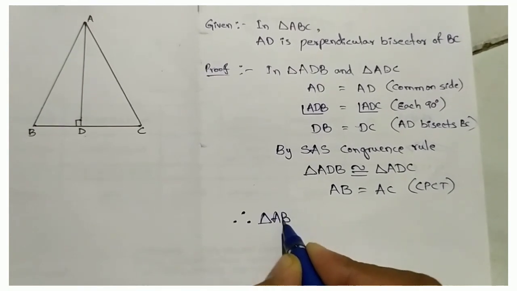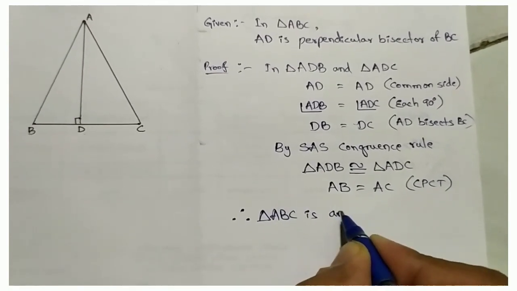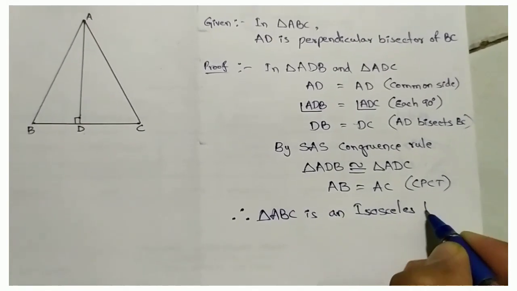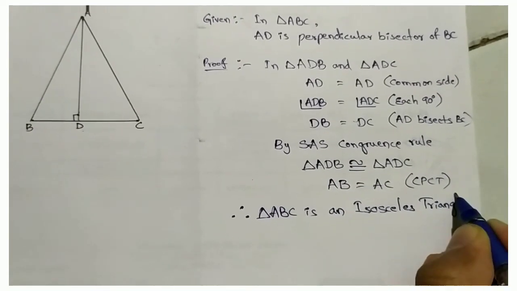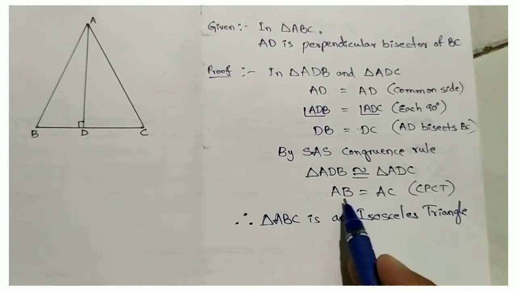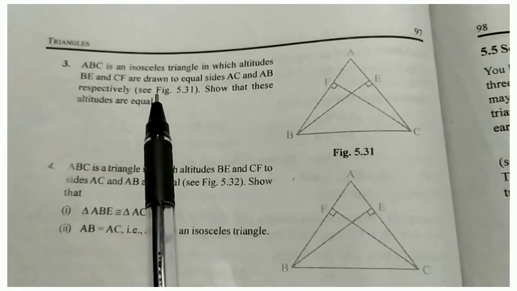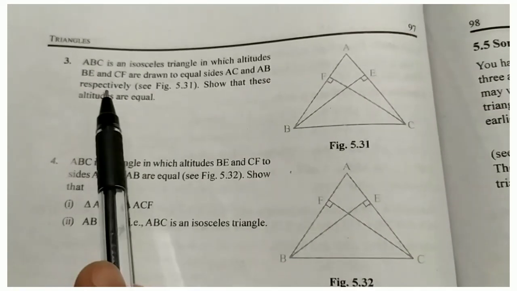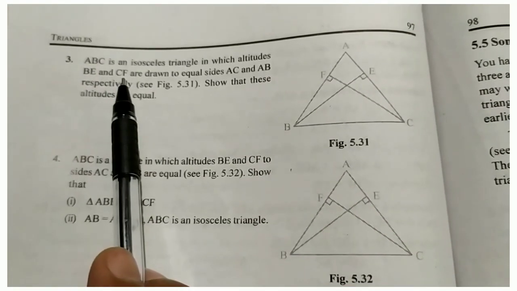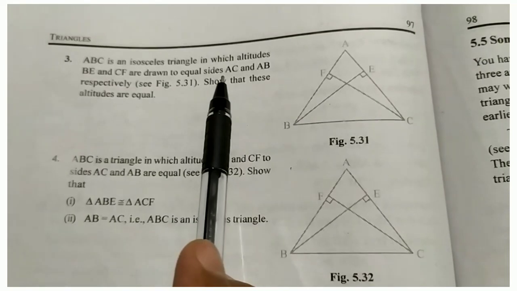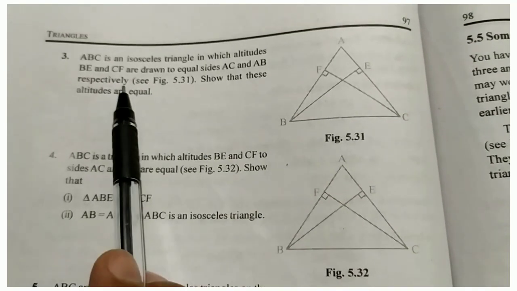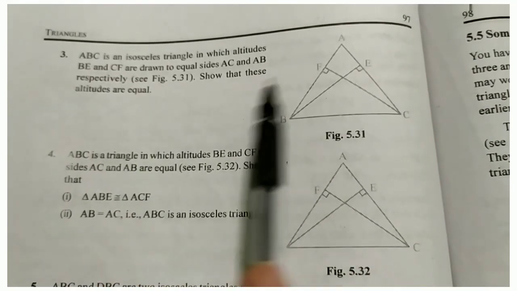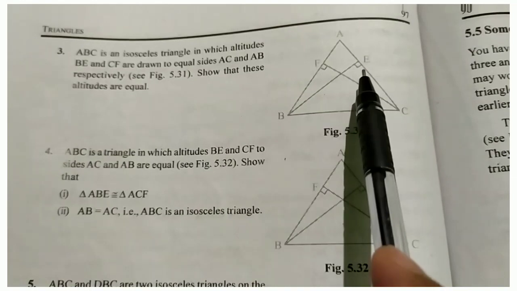So therefore triangle ABC is an isosceles triangle. Why is it an isosceles triangle? Two sides are equal. Now third question. ABC is an isosceles triangle in which altitudes BE and CF are drawn to equal sides AC and AB respectively. Okay, here they gave the figure. Show that these altitudes are equal, means we have to show that CF equal to BE.